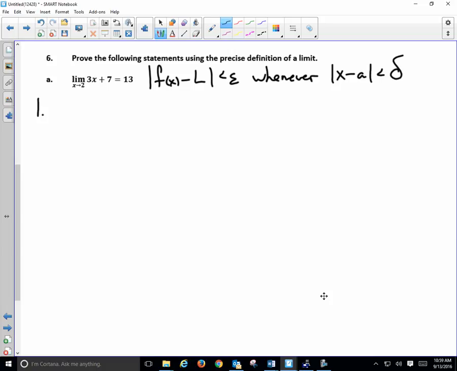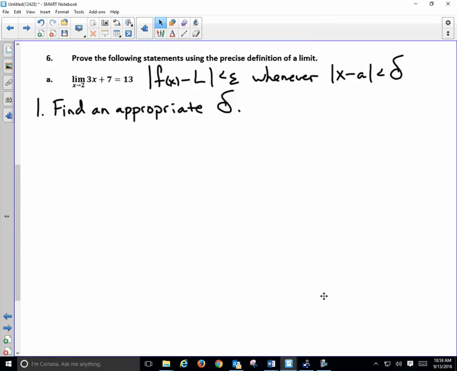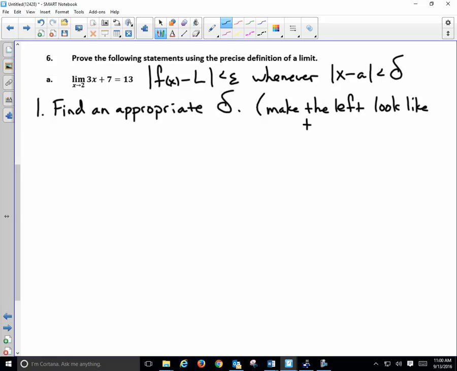It's a 2-part proof. You first state the following: find an appropriate delta. And what that means is make the left look like the right. Now, that's not something you actually write during the proof. Does everybody understand that? That's just my hint to you.